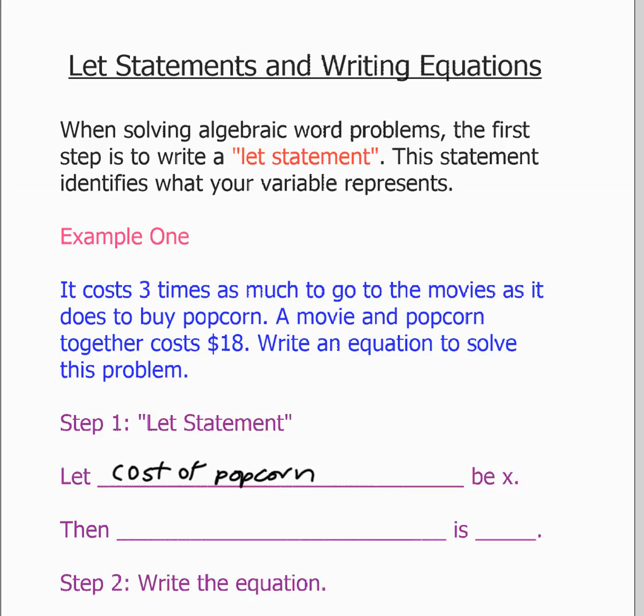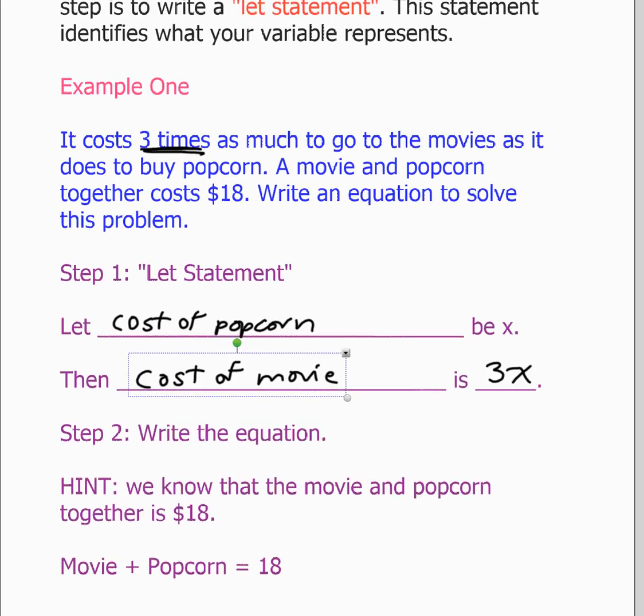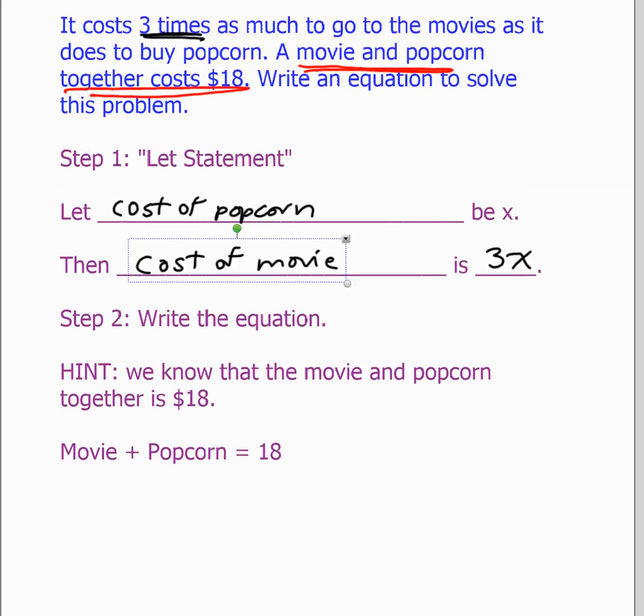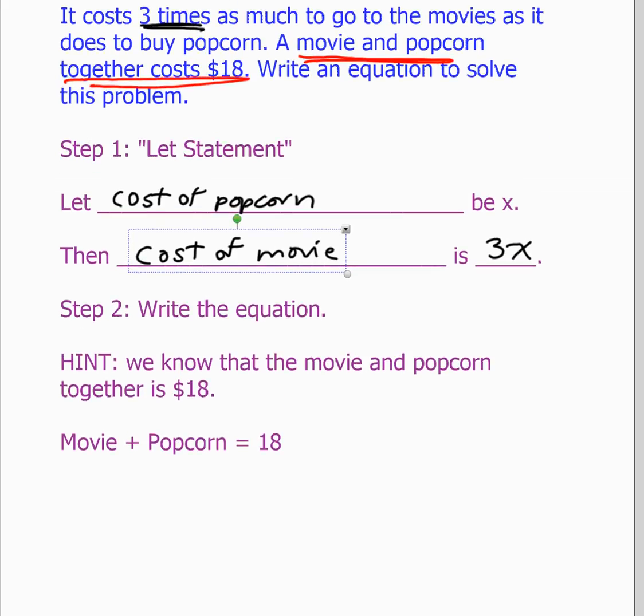And then what would the movie be? Because it's 3 times as much, the cost of the movie would be 3 times the popcorn, or 3x. Now we have to come up with an equation. The really important thing here is it says movie and popcorn together cost $18. So that means movie plus popcorn is 18. If we had to turn the words into math, we told ourselves that the movie was 3x, and we told ourselves that the popcorn was x, or 1x, and that's my equation.